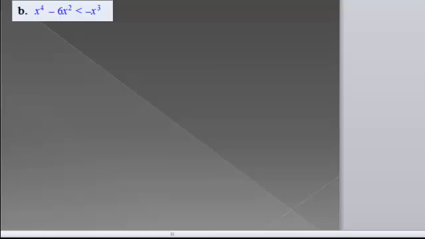Okay, how about this one? First things first, go ahead and make sure you have 0 on the right hand side. So you're going to add x cubed to both sides. Okay, let's completely factor it. We can factor out an x squared. We'll be left with x squared plus x minus 6. Factor what's in the parentheses.